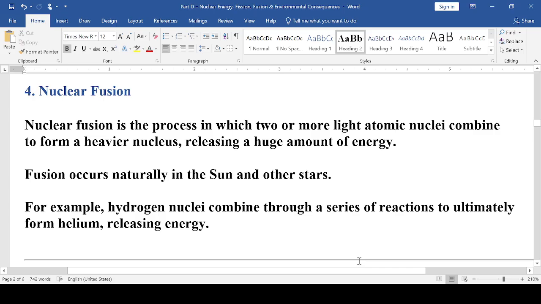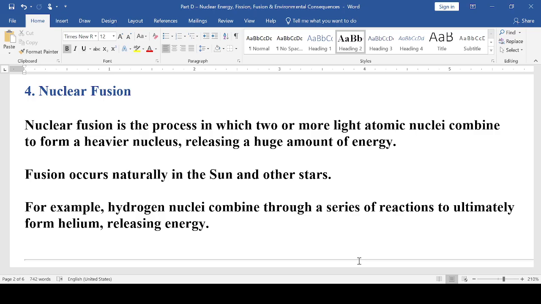Next, nuclear fusion. It is a process in which two or more light atomic nuclei combine to form a heavier nucleus. Fission is heavy nucleus splitting; in fusion, two or more light atomic nuclei combine to form a heavier nucleus. It will release a large amount of energy.